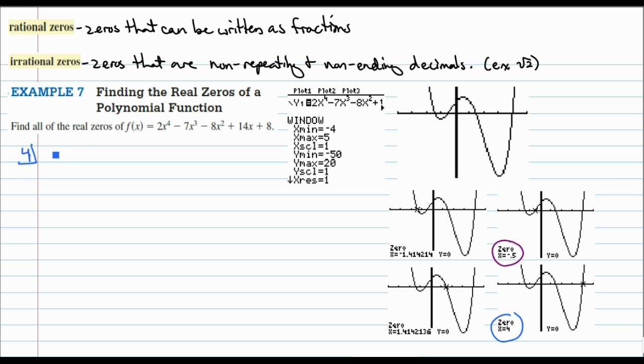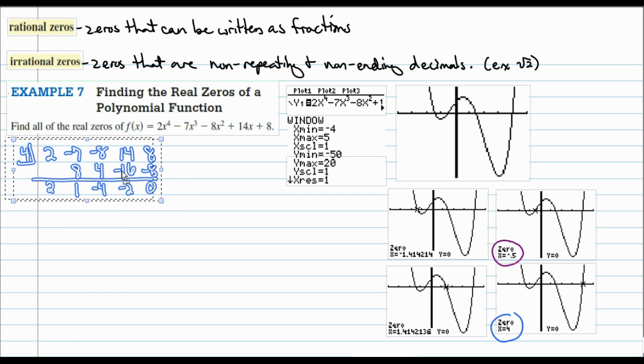So 4 into synthetic division, I have to write out the leading coefficients. I drop down 2, 4 times 2 is 8, -7 plus 8 is 1, 4 times 1 is 4, -8 plus 4 is -4, 4 times -4 is -16, 14 minus 16 is -2, 4 times -2 is -8, and I get a 0 at the end. I should get a 0 at the end. I'm looking for a 0 of the function. It should have remainder 0.